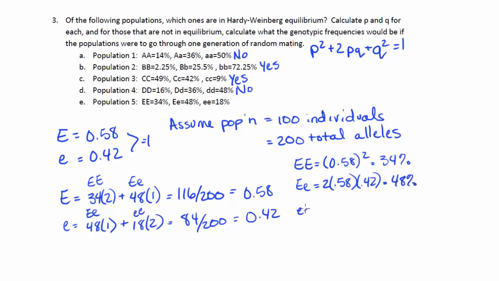And when we look at little e, we would take the frequency of that allele, which is 0.42, and we would square it. So if you do 0.42 squared, it's going to round to 18%. So note that these frequencies do match the frequencies that we see up here in the population. So this one also is going to be in Hardy-Weinberg equilibrium.